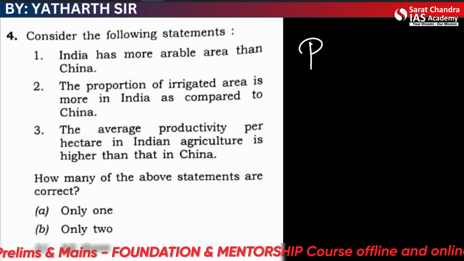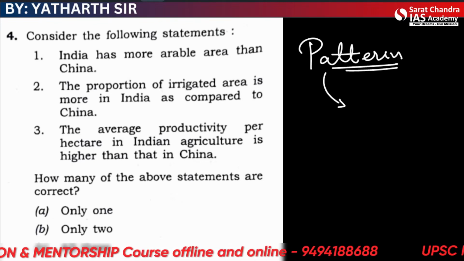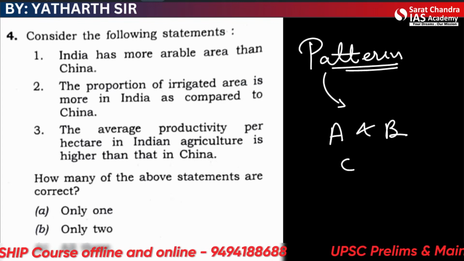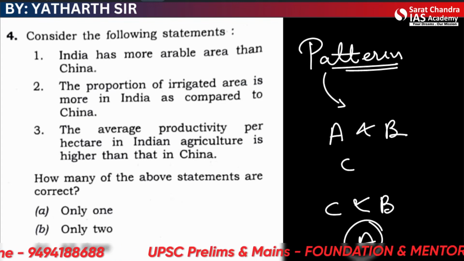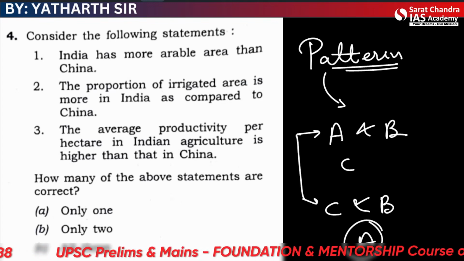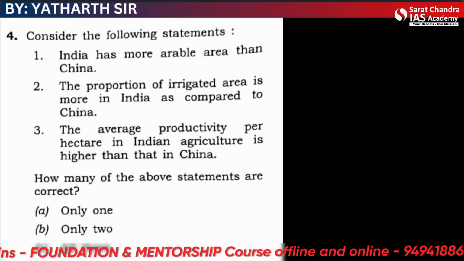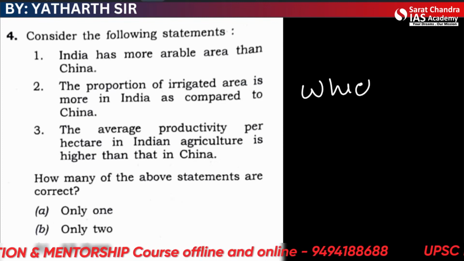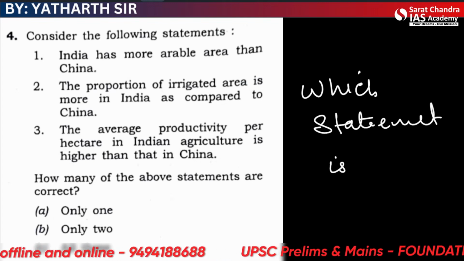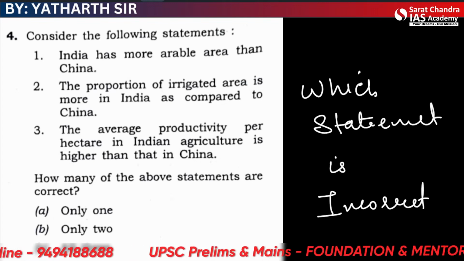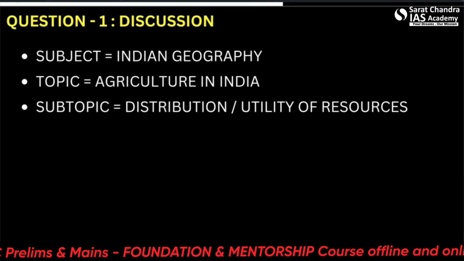So again the pattern is repeated, where the UPSC has not given us that statements A and B are correct and C is wrong, or C and B are correct and A is wrong, or in such a manner. It just asks us how many of the following statements are correct or incorrect. So we need to be very sure about which statement exactly is incorrect or correct in the same manner. So let's begin the discussion about this question.